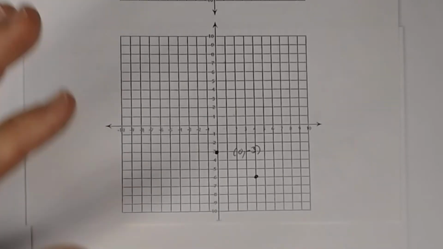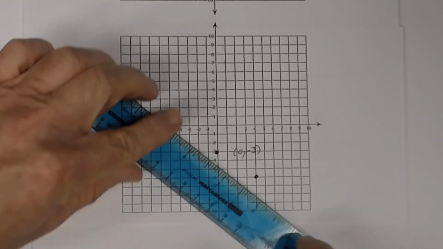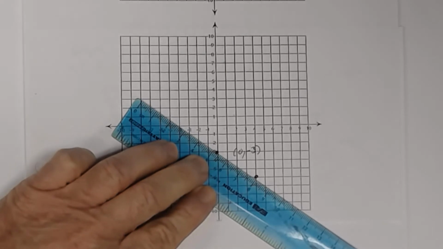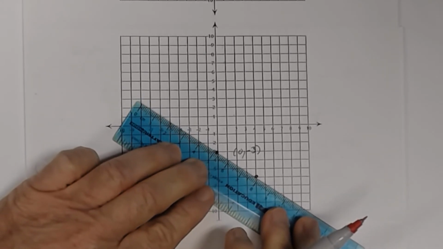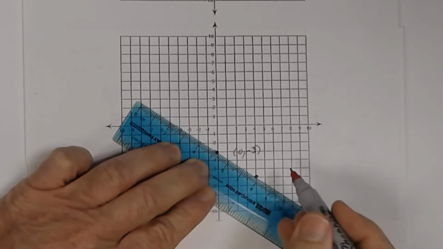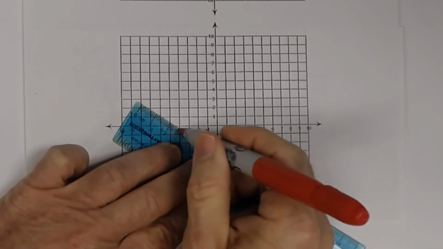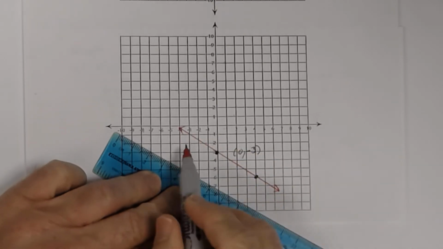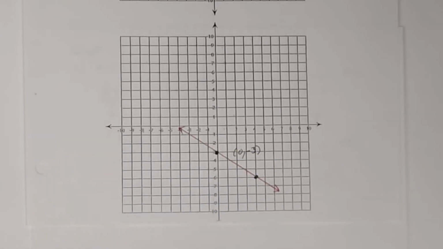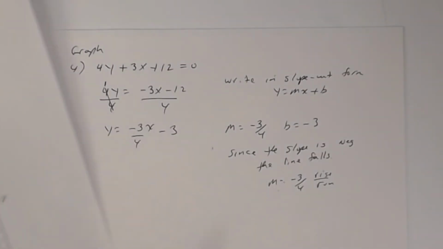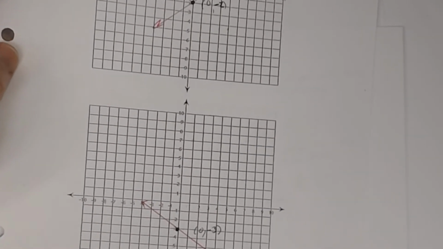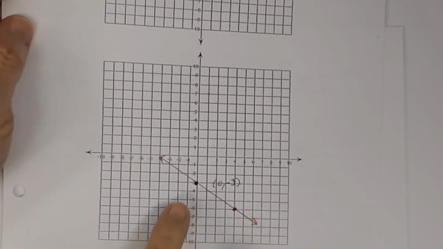So let's go ahead and quickly graph this. When you graph it, remember you're graphing all the points on that line. This line has an infinite number of solutions. Every point on that line is a solution to this equation. That's what you're finding. So when you graph an equation, you're finding the solutions, and that's what the graph looks like.